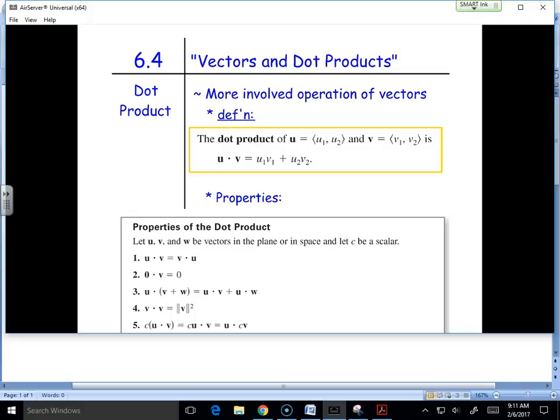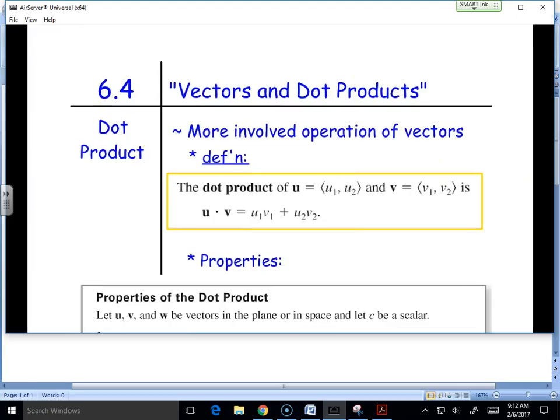More involved operation in vectors. What? We've already done operations of vectors. We've added them, we've subtracted them, we've multiplied them by numbers. Whole numbers, fractions, negative numbers. What else could there be? Well, this guy. He's a pretty important one for physics. He's called the dot product.